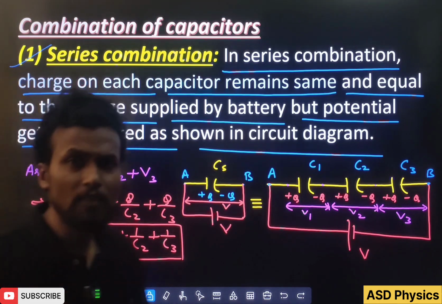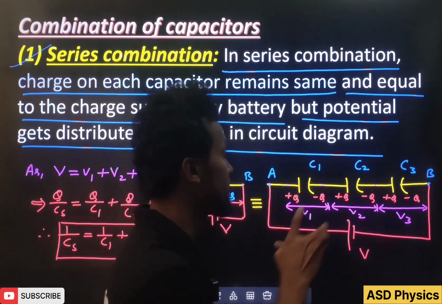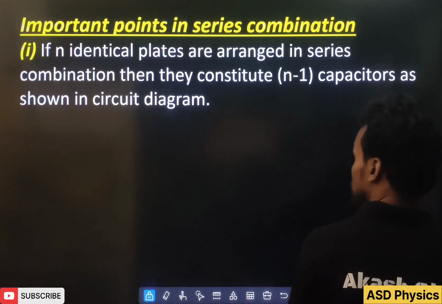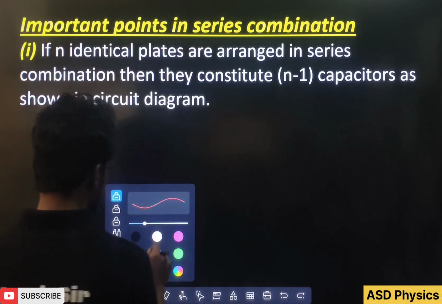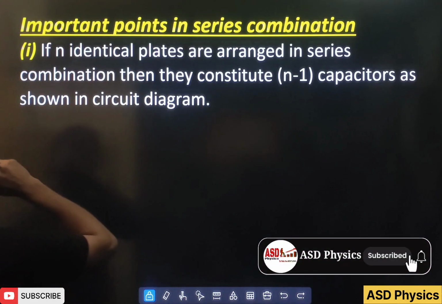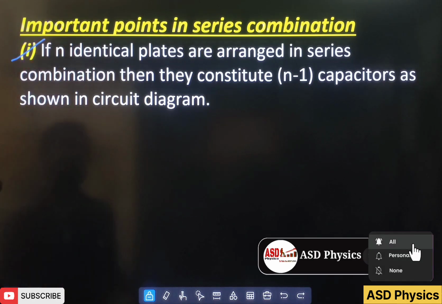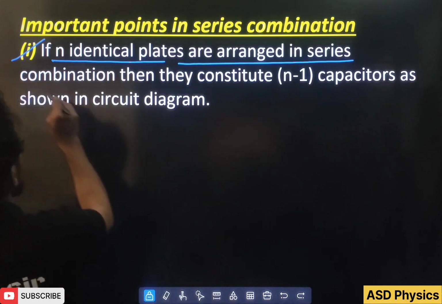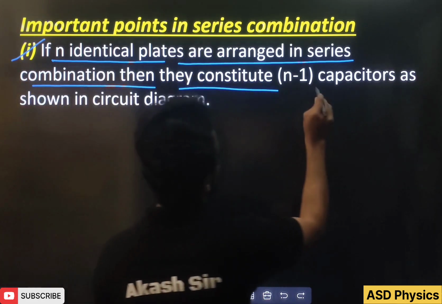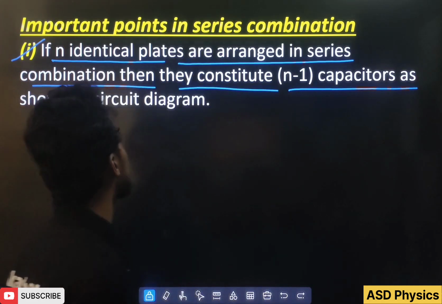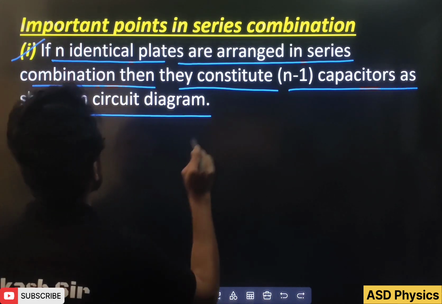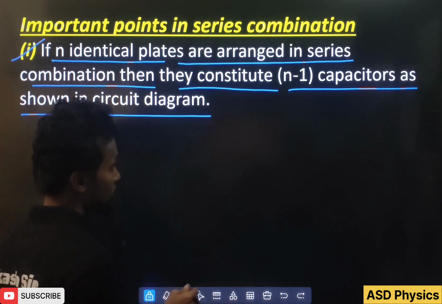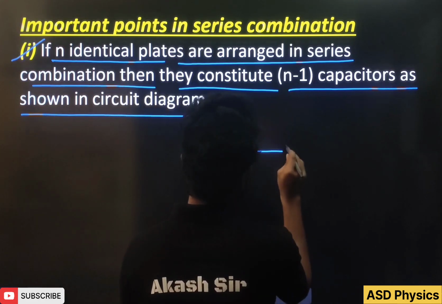Okay, after that now we will see some important points related to this one, but remember that your charge will be same on each and every capacitor. Important points in series combination. First one, if n identical plates are arranged in series combination, then they constitute n-1 capacitors as shown in circuit diagram. Identical plates are there. Let me write here the plates. See, this is a terminal here.